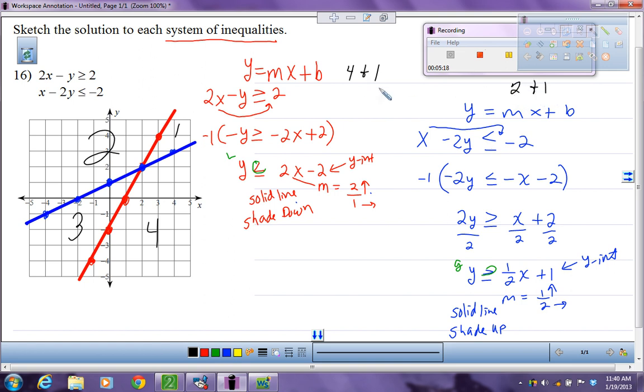So from each one of these, the one that is the same is region 1. So therefore this is my solution. So any point that would be on the line since they're solid, or any point that is right here, this region is the solution.